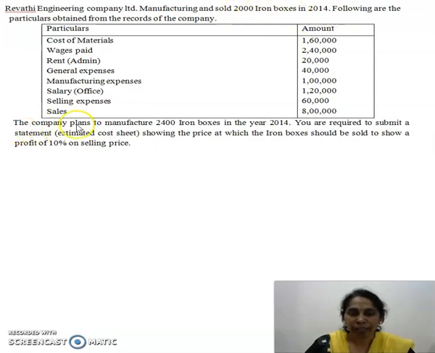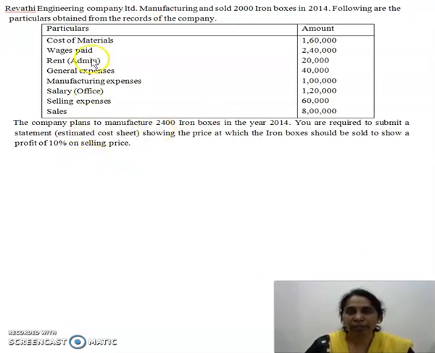The company plans to manufacture 2,400 iron boxes in the year 2014. Same year, we are planning to manufacture 2,400 iron boxes. And what do you have to do? You are required to submit a statement, that is an estimated cost sheet, showing the price at which the iron boxes should be sold to show a profit of 10% on selling price. So you are going to prepare a job cost sheet, that is, an estimated job cost sheet for 2,400 iron boxes. So we will start with that.